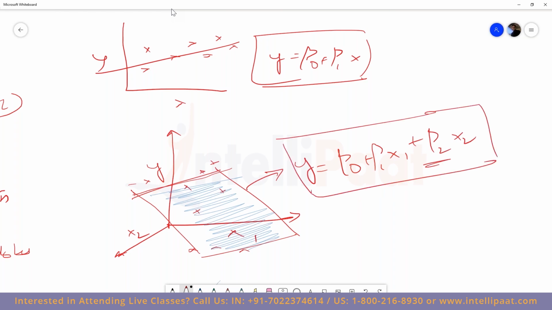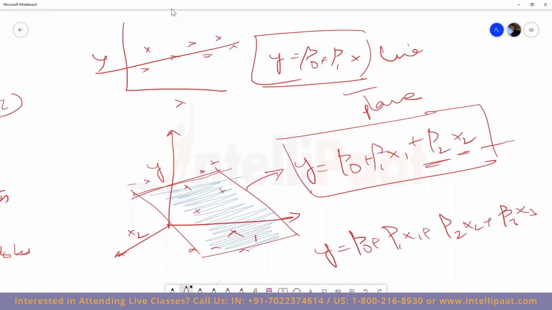Then what about if I have 3? Currently I just have 2. One is a straight line, two is a plane. But what if I have more than 2? Then we call it a hyperplane. So y is equal to beta naught plus beta 1 x1 plus beta 2 x2 and so on. This is beta, guys. We call this a hyperplane.